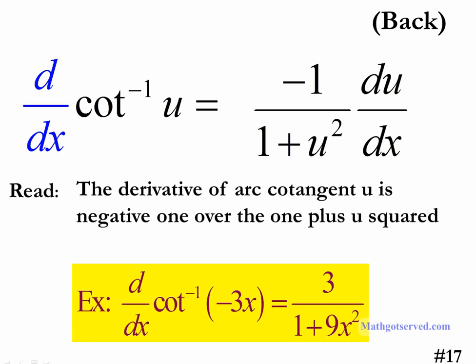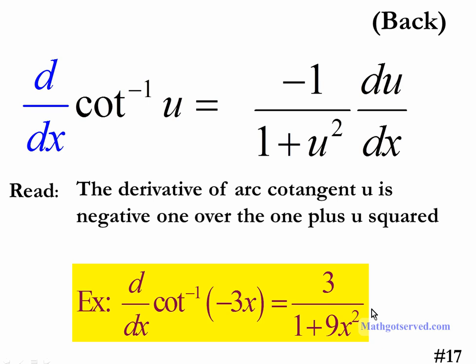The derivative of the arc cotangent of negative 3x. This is clearly a composite function, so you differentiate the outer function first, holding the inner fixed. When we differentiate arc cotangent, calling this u, we're going to have negative 1 over 1 plus u squared. So it's going to be negative 1 over 1 plus negative 3x quantity squared, which simplifies into 9x squared.